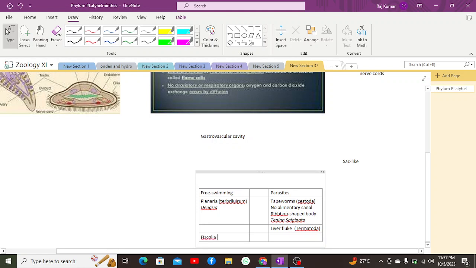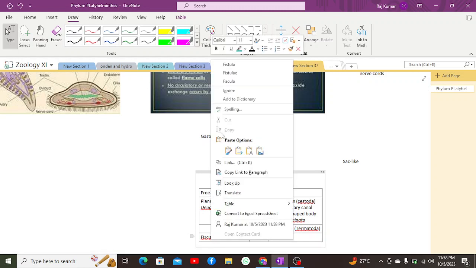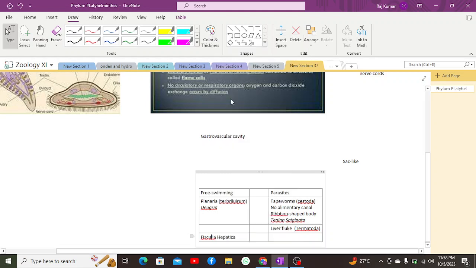Fasciola hepatica. I'm not sure about the spelling once again, I apologize for that. It's Fasciola hepatica.